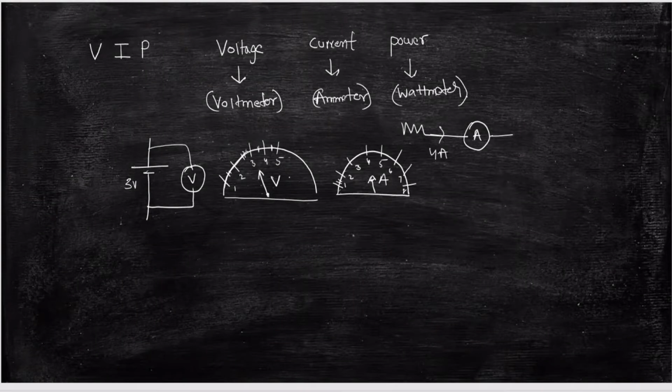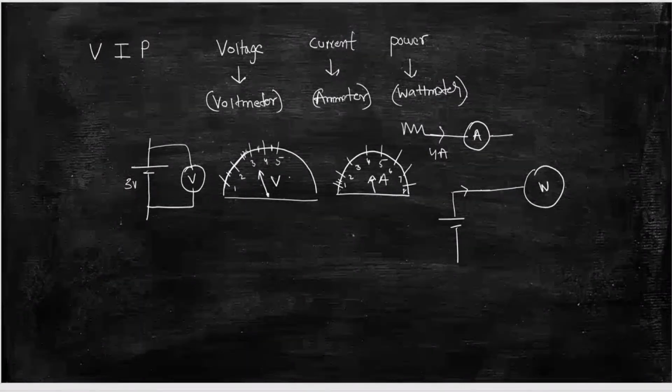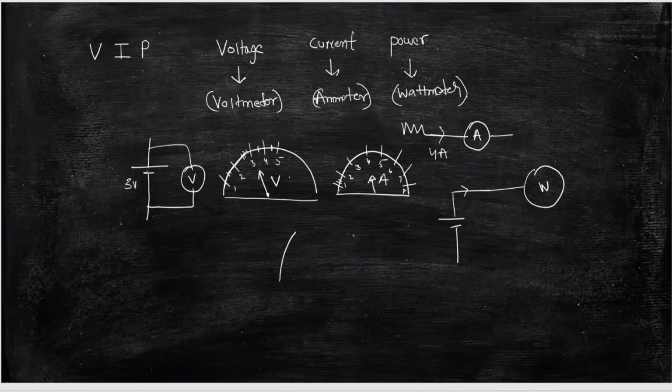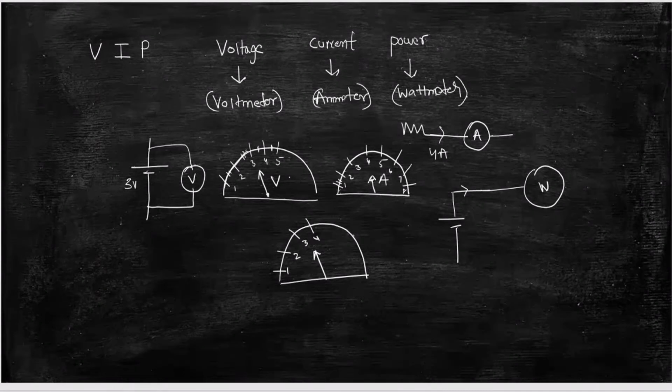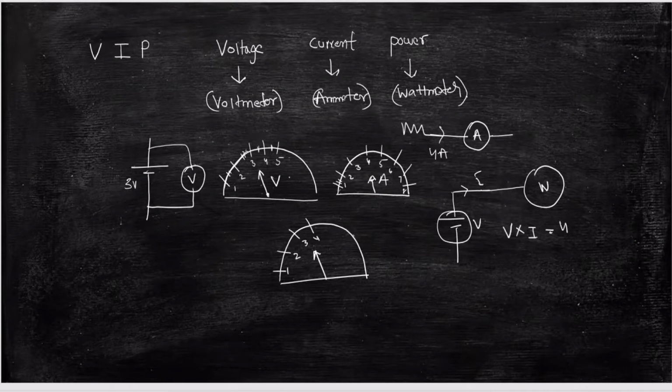Similarly, if you have a voltage source and some current is coming from that voltage source, and you connect a wattmeter, then you have a scale like this on the wattmeter also, and suppose this is the deflection. This is 1, this is 2, this is 3, and this is 4. That means it is showing 4. That means the source power, voltage into current, is 4 watts.